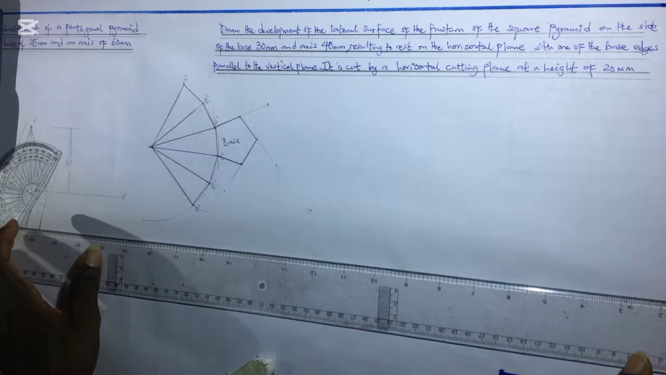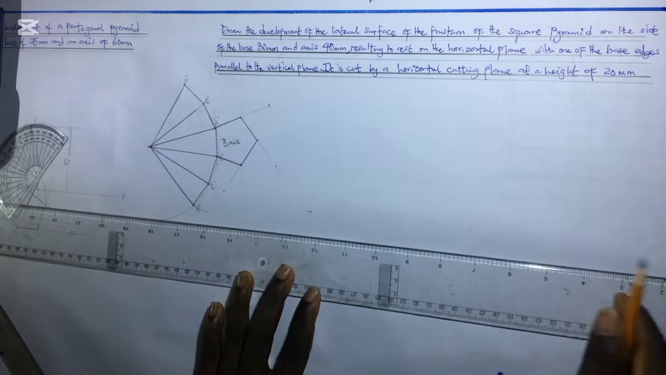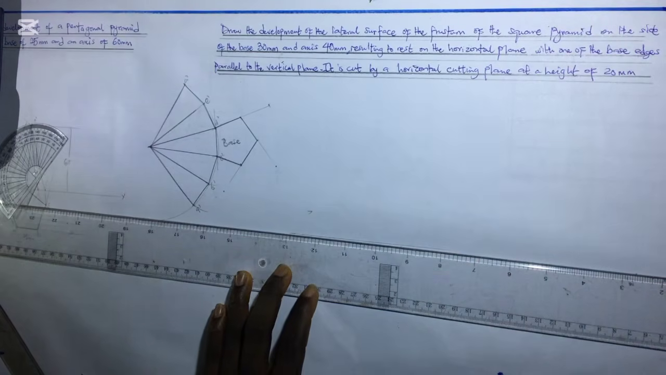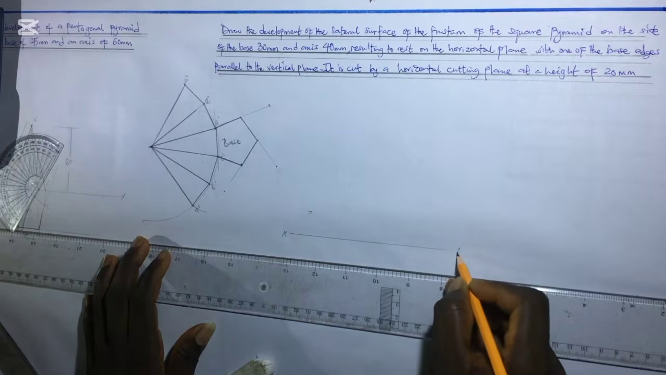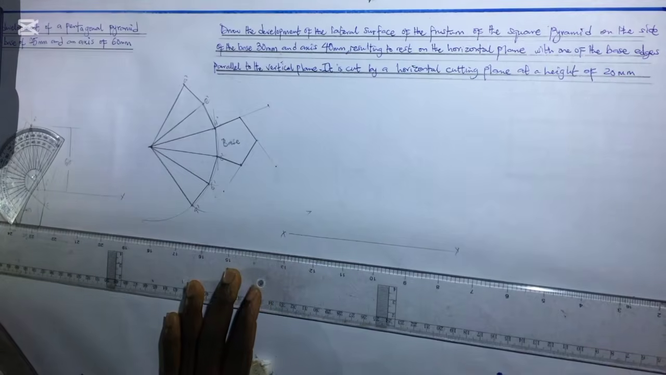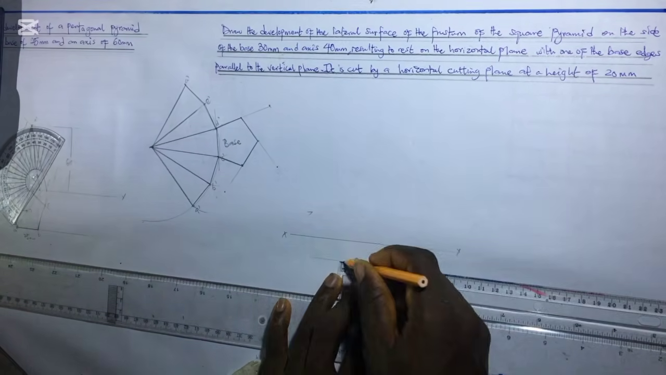So now starting with the information they gave us, they said it has a base of 30 millimeter. Let's construct that. So we're going to be having our XY line. Then we start projecting our 30 millimeter for the base. Since they said it's 30, I draw a random line and then measure 30.